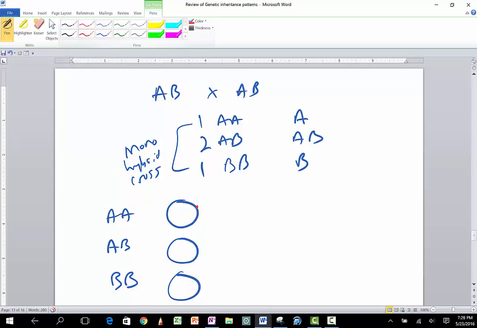The A gene makes some kind of an antigen. It's just some kind of molecule. It's actually a carbohydrate on the surface. So if you have an A allele, you get this. So we'll say A equals this kind of carbohydrate. Say B equals this kind of carbohydrate. So if you've got a B allele, you get the green one.